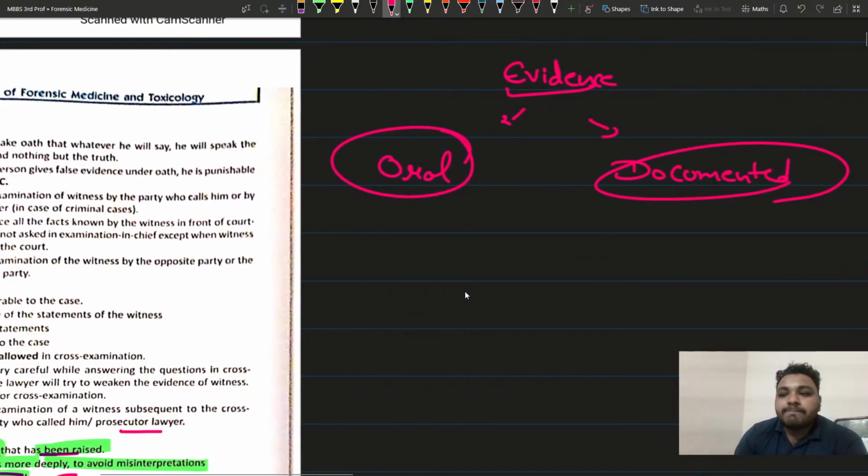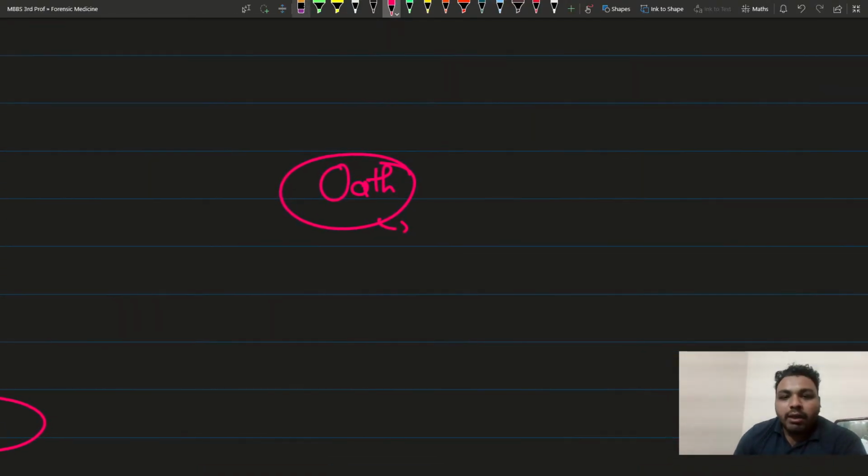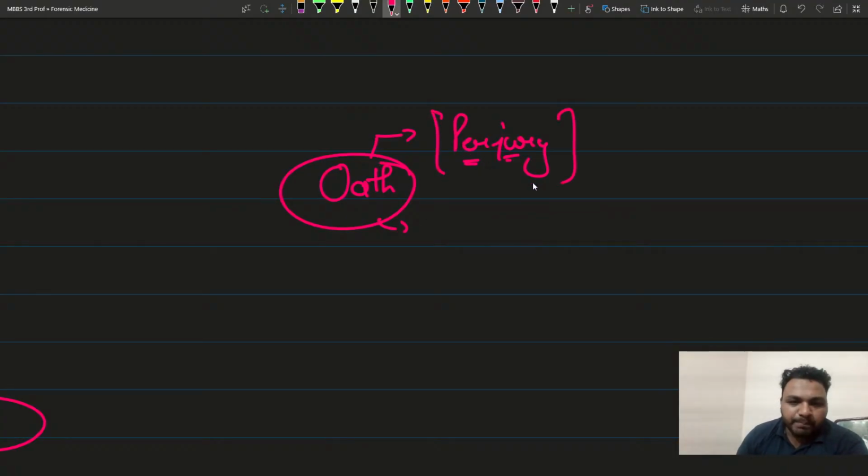Then there is a term which is called perjury. Please be careful with this, because perjury is giving false evidence while under oath. For example, a person came to you and took the oath, saying, I take God as my witness that whatever I say will be the truth. And then he starts giving false evidence, false facts, whatever it is, and that term is called perjury.